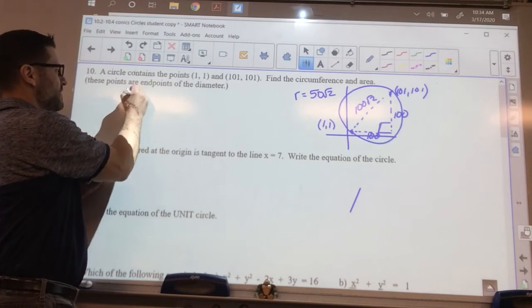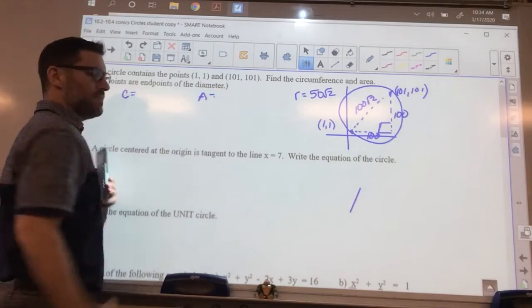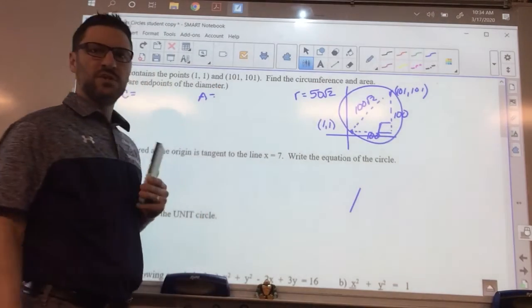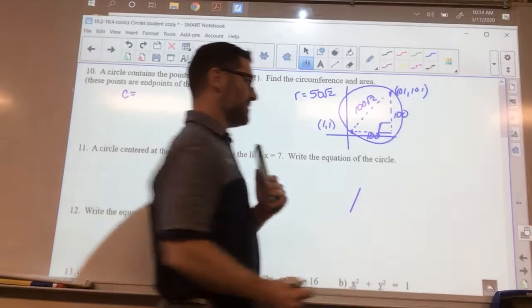You guys can go ahead and find the circumference and find the area right now. Use the formulas from before. Plug in 50 root 2, give me the exact answer, and give me the decimal approximation.